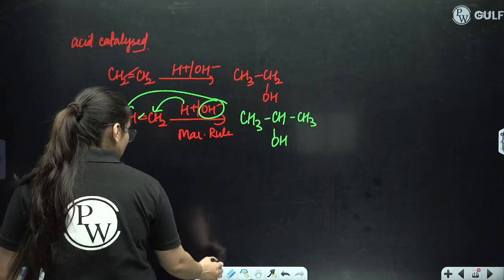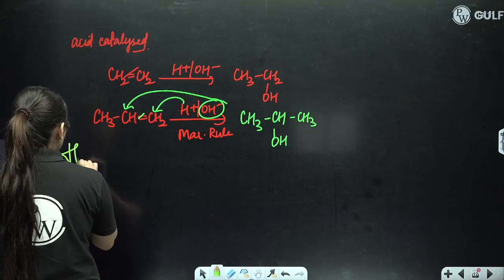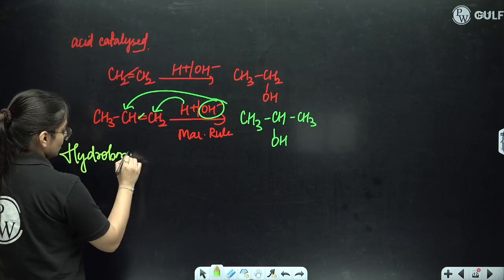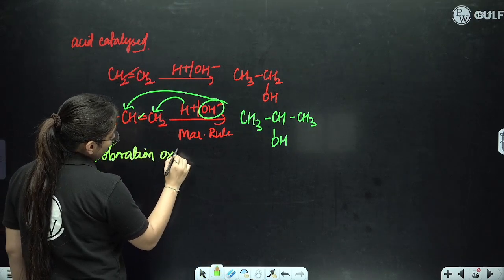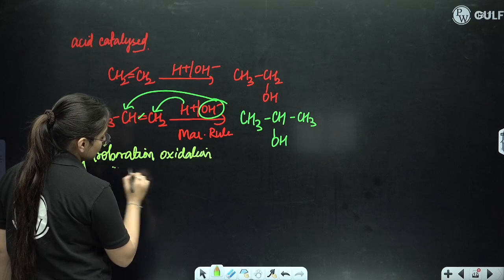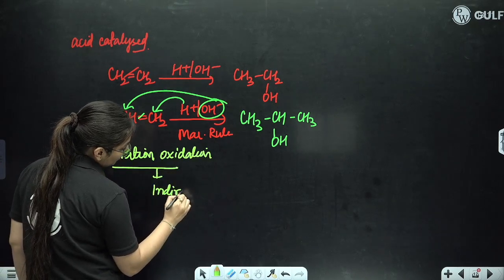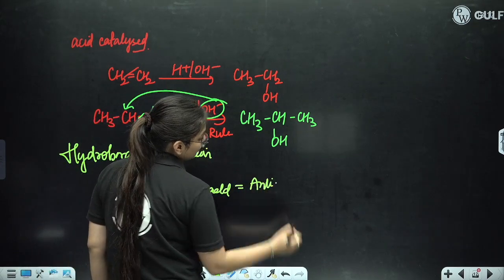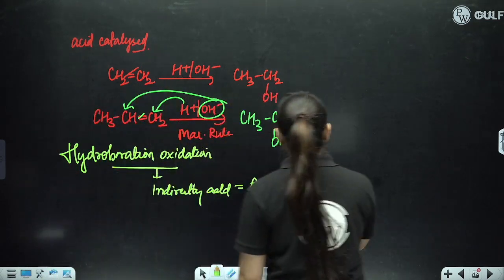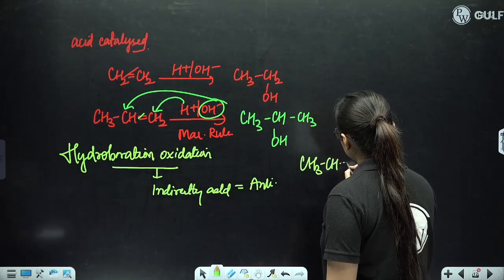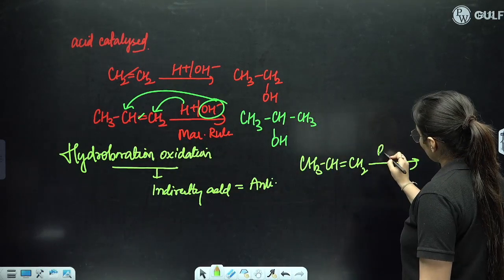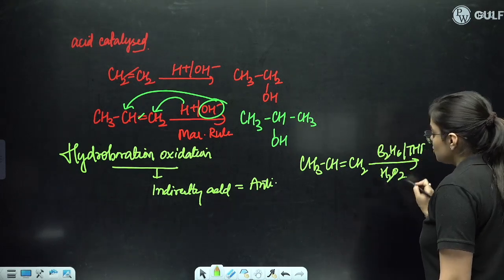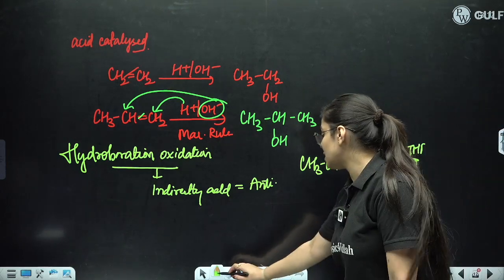Now a similar thing you need to observe over here. If I am observing your reaction of hydroboration oxidation, over here students, indirectly you are adding water, and with the indirect one you are going with the anti-Markovnikov rule. Remember one thing, if I am giving you an unsymmetrical case, let's say this case over here, and I am writing on the arrow B2H6 THF and H2O2, that means you have to do hydroboration oxidation. Indirectly you have to add water.